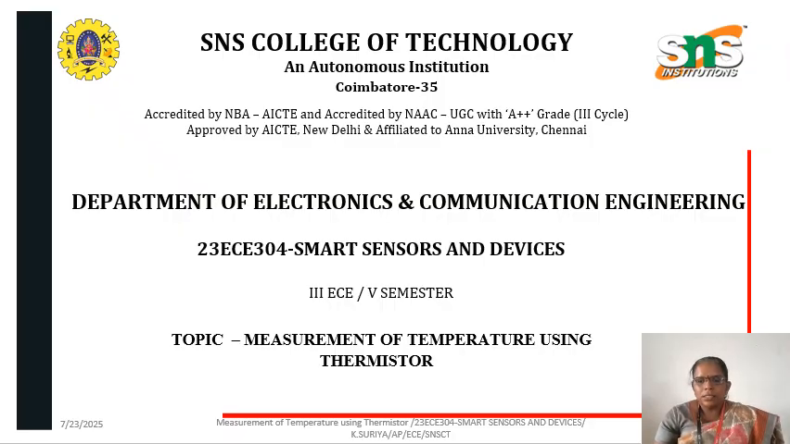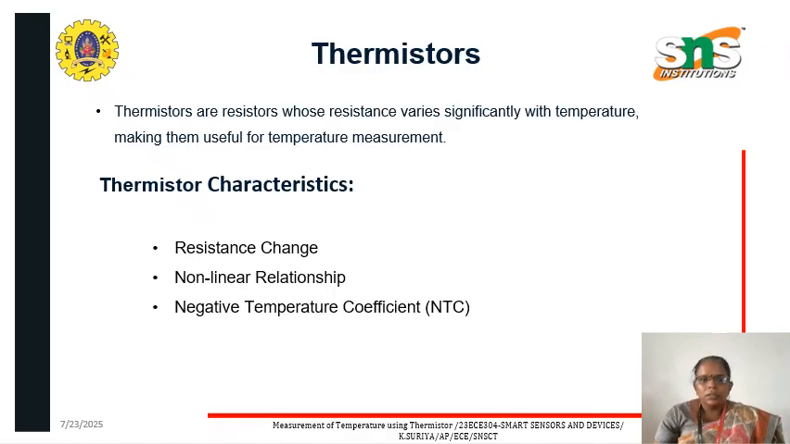In this video, let us see about measurement of temperature using thermistor. So before going to how the measurement is done, we need to know what is thermistor. So thermistors are resistors whose resistance varies significantly with temperature, making them useful for temperature measurement. They are semiconductor devices with a high negative temperature coefficient, meaning their resistance decreases as temperature increases. This property allows for accurate temperature sensing, especially in low temperature ranges.